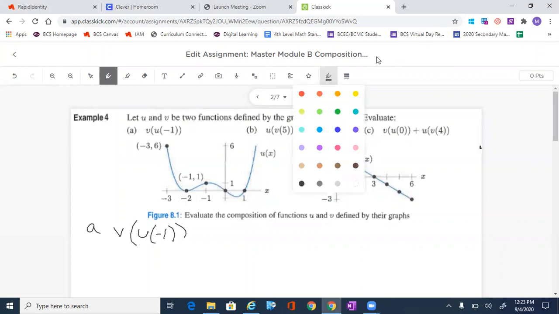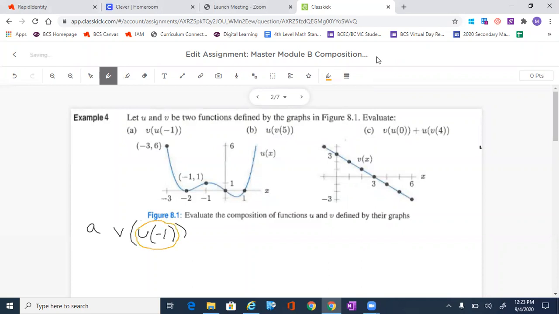The first thing that we are going to do is look at this. This is our input. In order to find what V is, we need to find the input for U of -1. We start with U right here, and we look for the X value on U of -1. So we go over there and look for -1 on the U graph, which is right here. Go to -1 on the X, then I look up and it brings me to an answer of 1. So now I know that U of -1 equals 1.